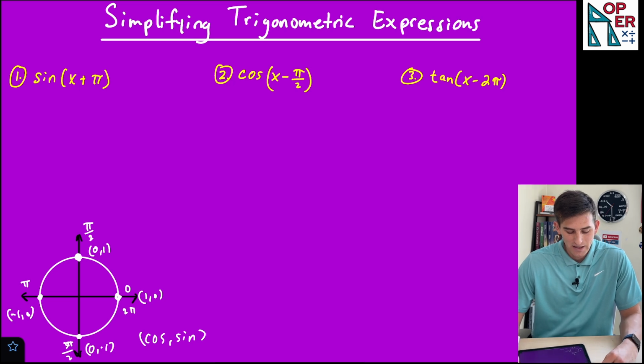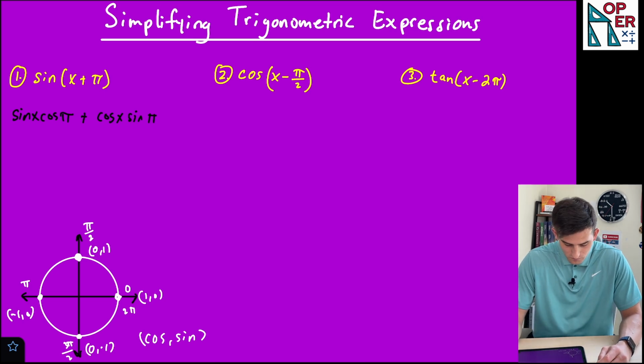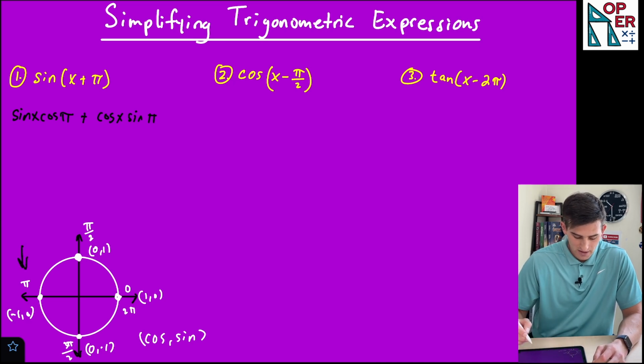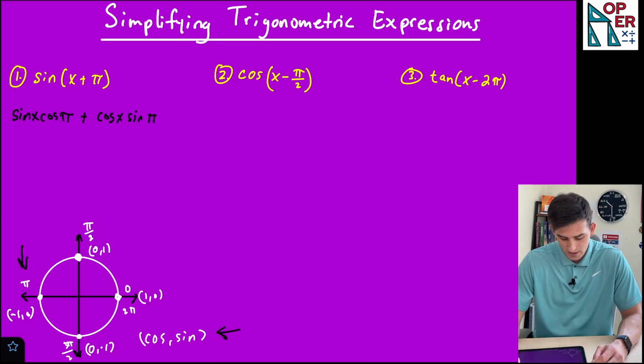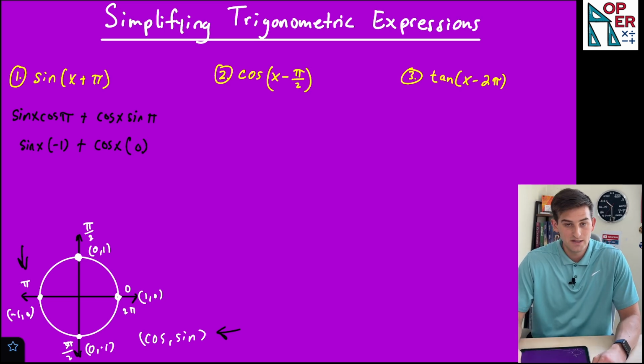Number one, we have sine of x plus pi. This is our sum formula for sine, so we can expand it and write it out like this: sine of x times cosine of pi plus cosine of x times sine of pi. Now let's look down at our unit circle, where we can evaluate cosine of pi and sine of pi. Notice that here is pi, and remember that for each of our coordinates, cosine is x and sine is y. So cosine of pi would be -1, so we have sine of x times -1 plus cosine of x times 0, because our y coordinate would be 0 in this case.